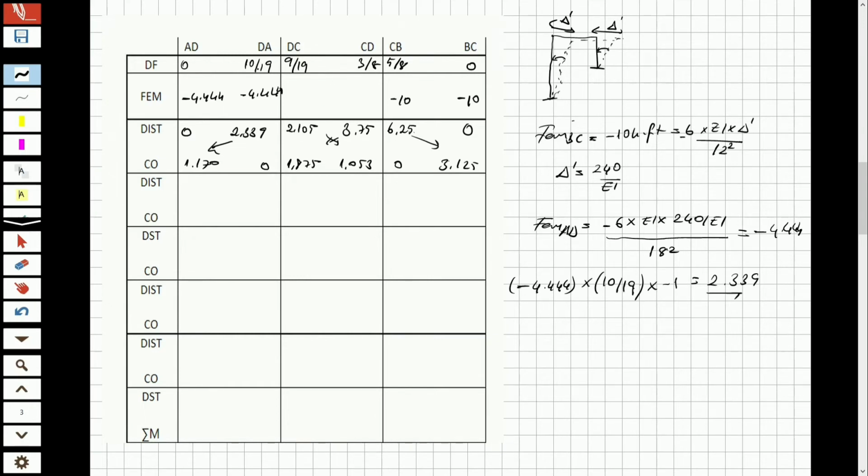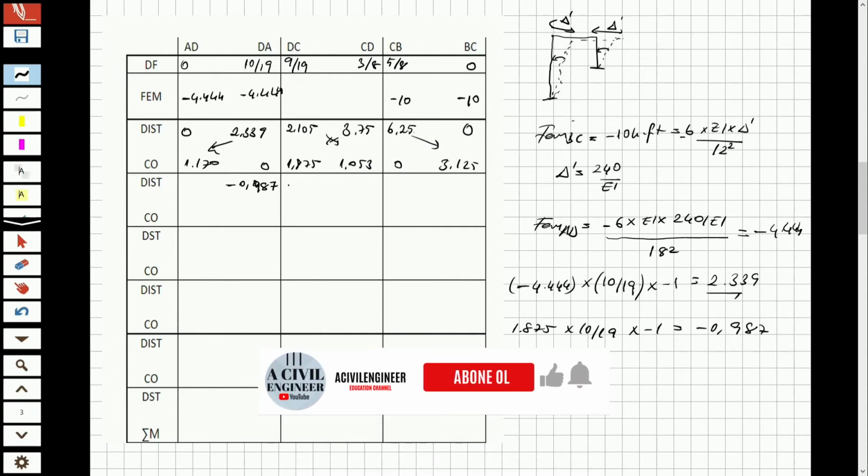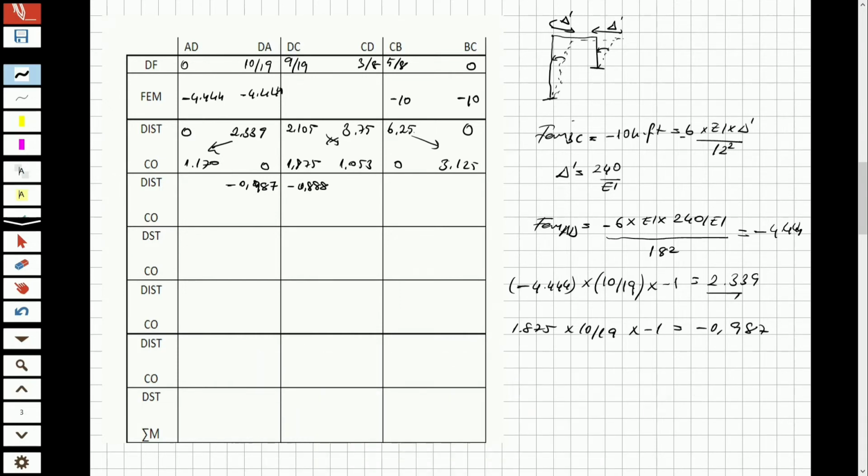This one will be distributed at this ratio, 1.875 multiplied with 10 over 19 and multiplied with -1 will be equal to -0.987. Okay, and this is going to be minus 0.888, and I'm going to multiply this one with this ratio.